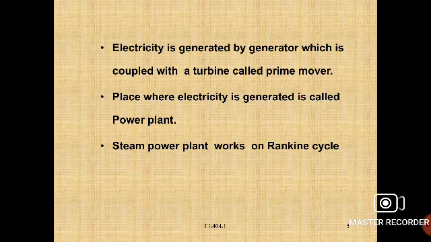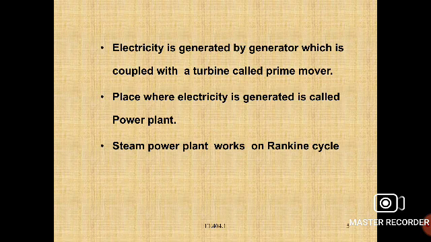Electricity is generated by the generator, which is coupled with a turbine called the prime mover. We know already that electricity is produced with the help of a generator, which is coupled with the turbine, and we can call the turbine a prime mover. The place where electricity is generated we can call a power plant, because a maximum amount of power is generated there.